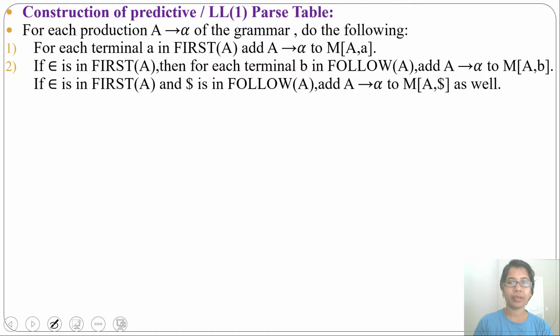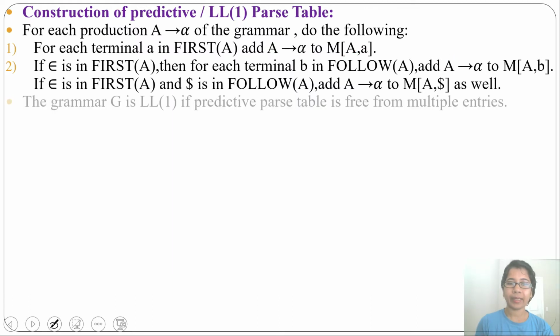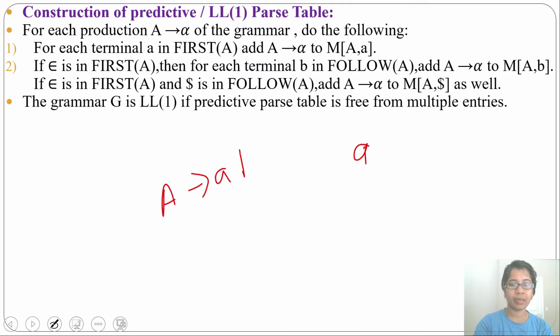So what are the steps for constructing the parse table? You need to find first, and you need to keep that production in the LHS variable row and the first terminal column. And if first contains epsilon, then you need to find follow, and you need to keep that production in the follow of that variable column. And there should not be multiple entries. If there are multiple entries, then this is not LL1 grammar. Like suppose for A, there is a production A derives AA and A derives AB. So below A, you will write both A derives AA and also A derives AB.